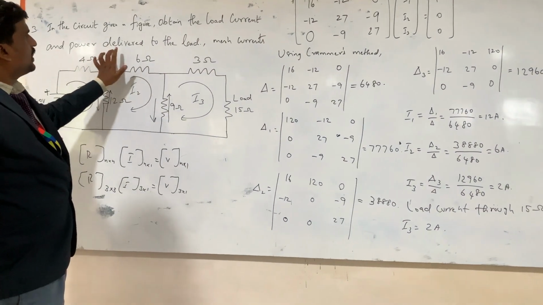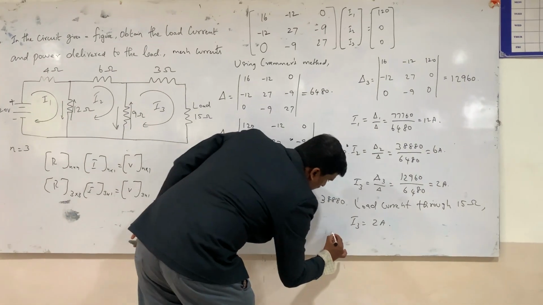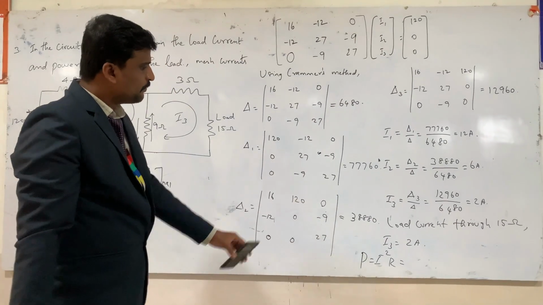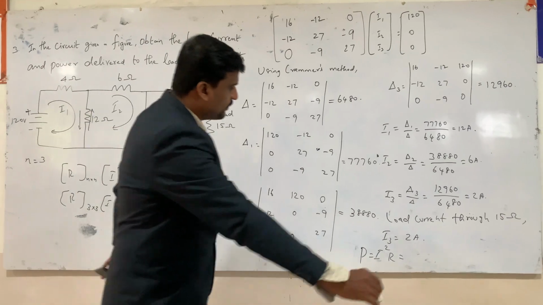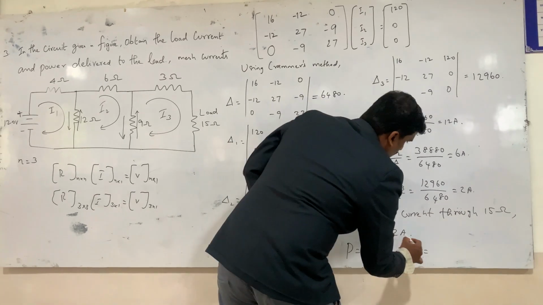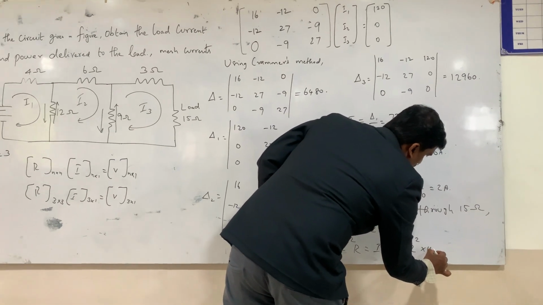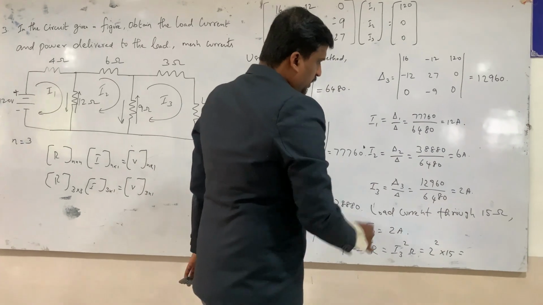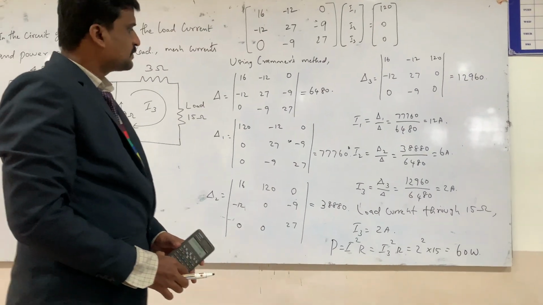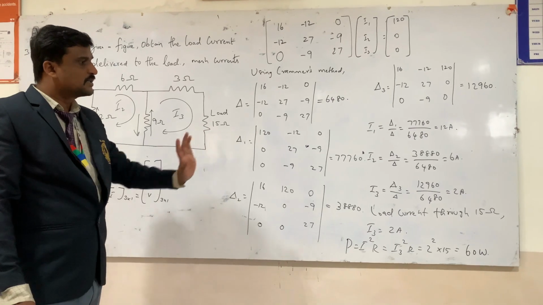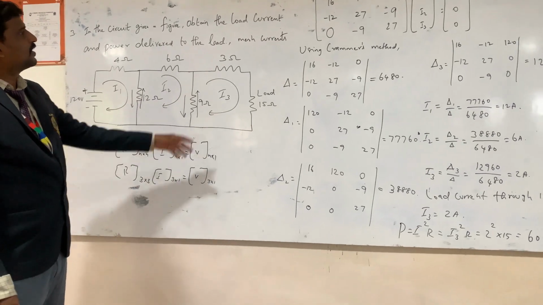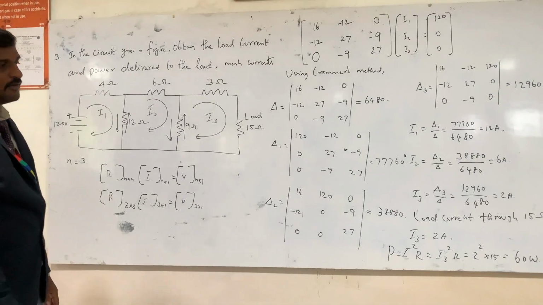And we have to find the power delivered in the load. So power, which is equivalent to I square into R. So here we can take the current as I3, and the value of resistor is 15. So I3 square into R, which is 2 square into 15. So 4 into 15 is equal to 60 watt. So therefore the power delivered in the load here it is 60 watt. So using mesh analysis, we have found the value for the current and also the power delivered in the load.